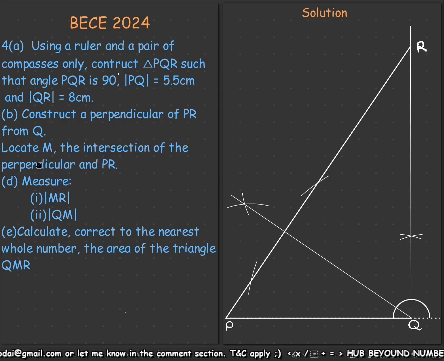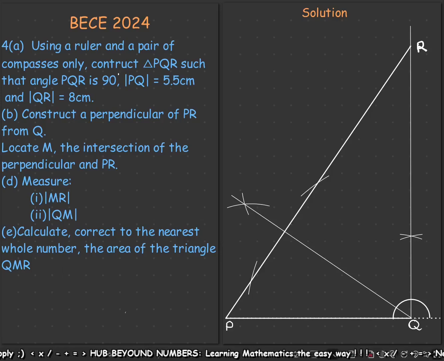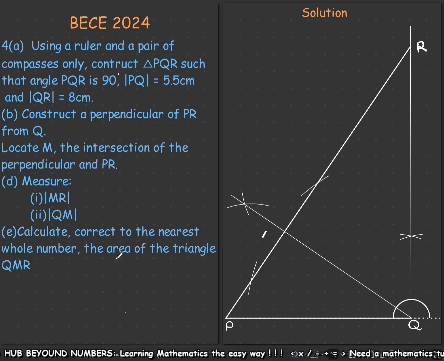Now it then says we should locate M. M is the intersection of this perpendicular and PR. This is M over here. So I'm going to label that point my M. So we have our point M over here. And that is all. Now the question says you should measure MR.